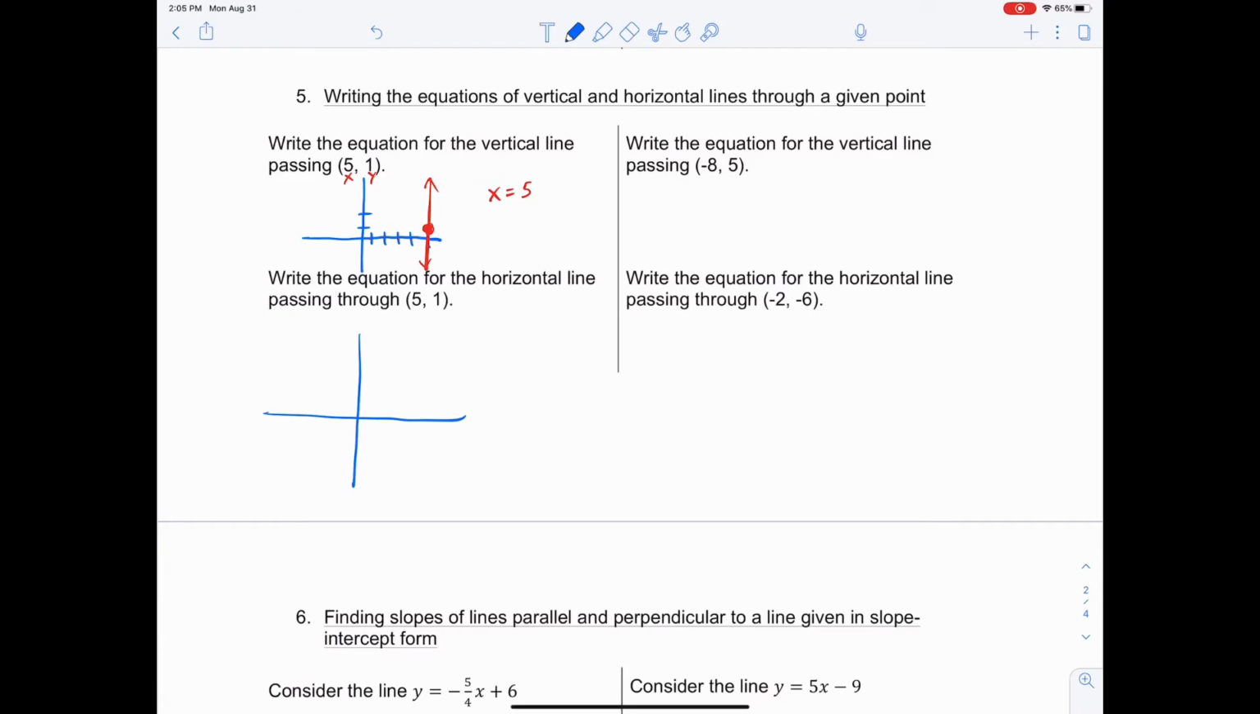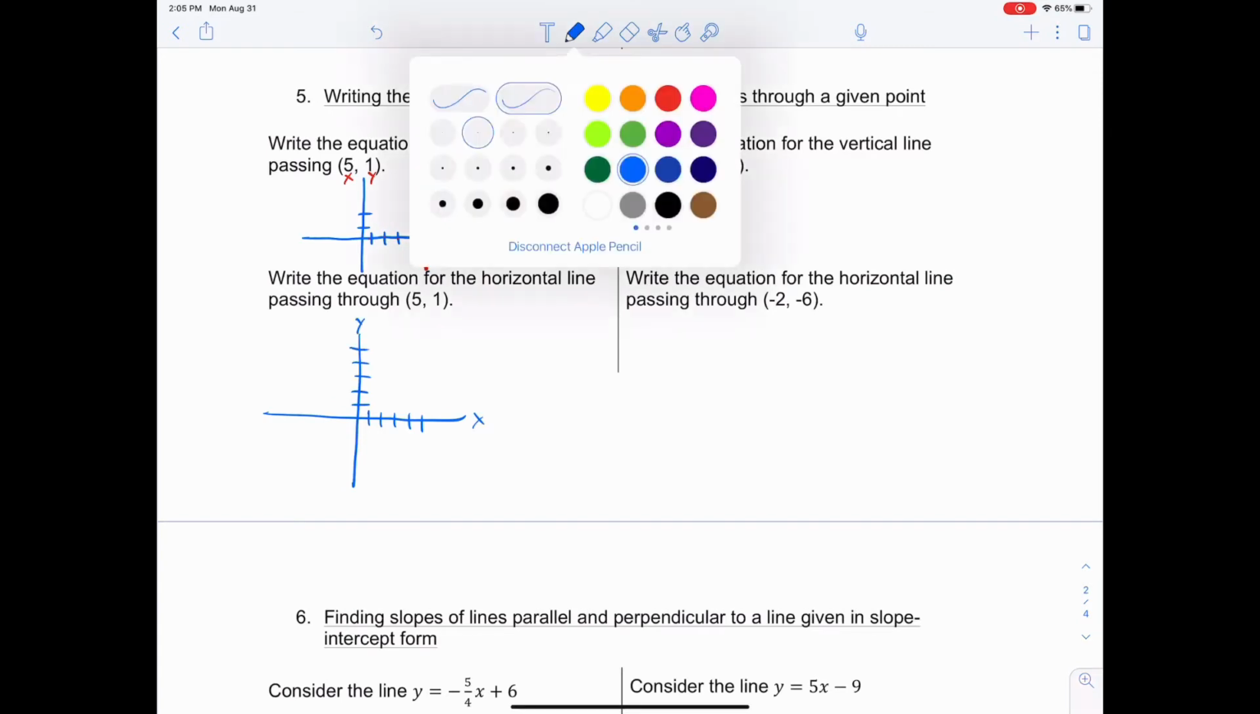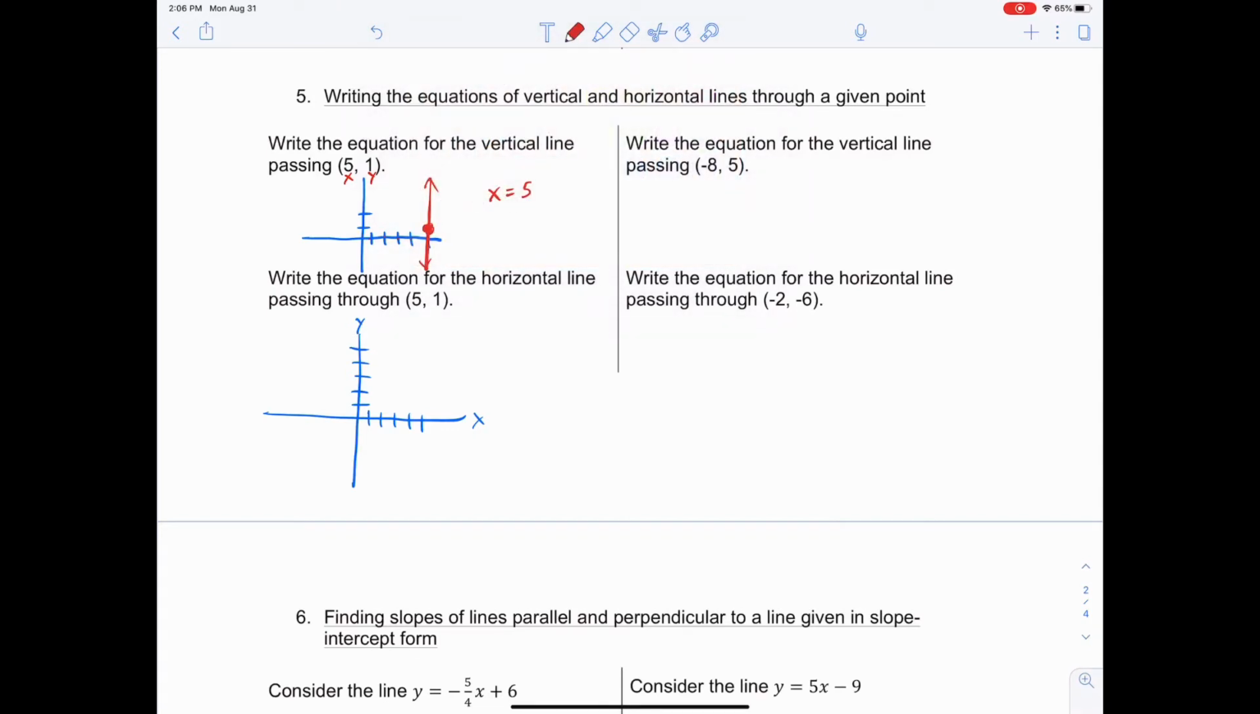Where I have 1, 2, 3, 4, 5, 1, 2, 3, 4, 5. Again, that's my y, my x-axis. And then the point is x, comma y, so it's 1, 2, 3, 4, 5, and then up 1. So same point, but it's saying write an equation for the horizontal line, meaning it's going like this.